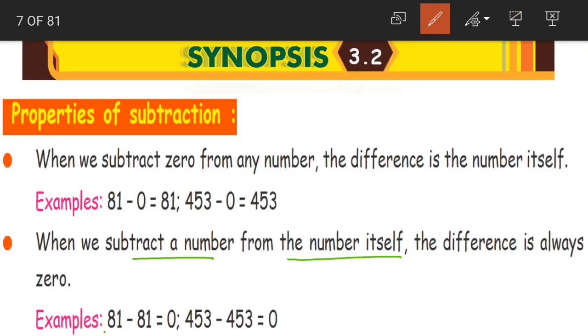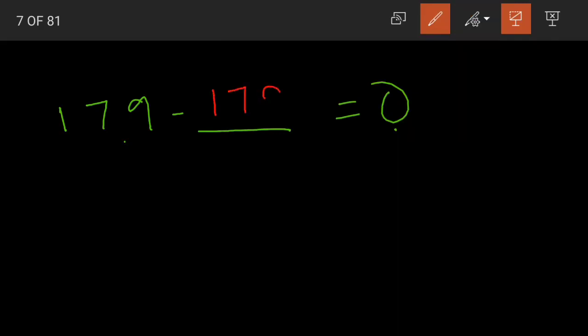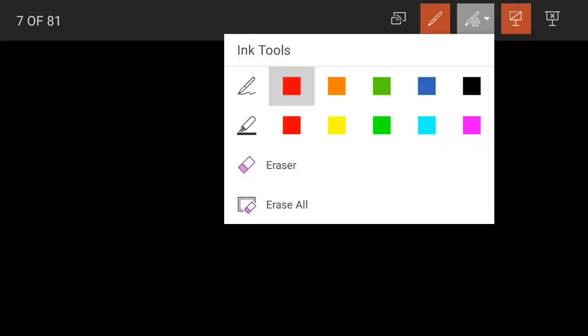In the examples, 81 minus 81 is equal to 0. 453 minus 453 is equal to 0. Now again, how will you get a question? 179 minus dash is equal to 0. Yes, what should be subtracted from 179 to get 0? What is the answer children? 179. Yes, when we subtract the number from the number itself, then we will get the answer as 0.